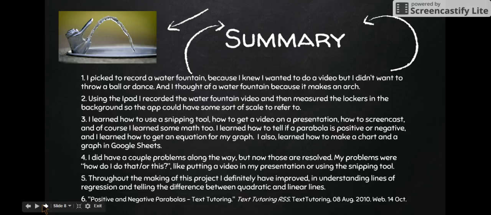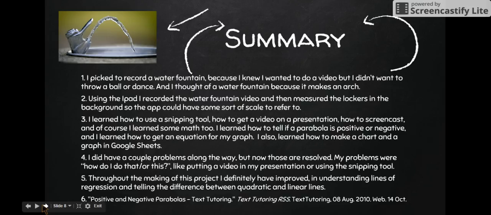But I did have a couple of problems along the way, but they were kind of smallish problems. I don't know, maybe they were kind of big, but anyway. They were more of like, oh, how do I do that? Or how do I do this? Like I said, of course I'm going to have problems because I had to learn a lot. And so my problems were like putting a video in my presentation, or how to use the snipping tool, or how to do a screencast, which of course you can see that I figured out.